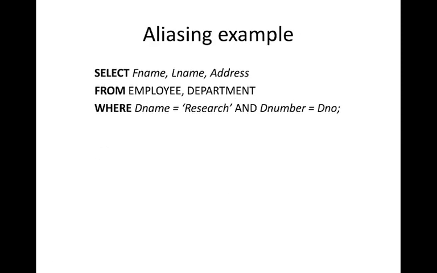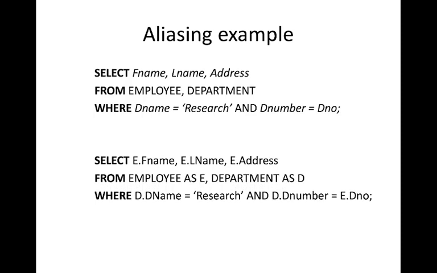So this is another example for aliasing. We have already seen this query: select F name, last name, address from employee and department, where D name equal to research and D number equal to D name. If you want, you can rename this also like this. If you want to shorten the names, it is possible. We simply give employee as E and department as D.